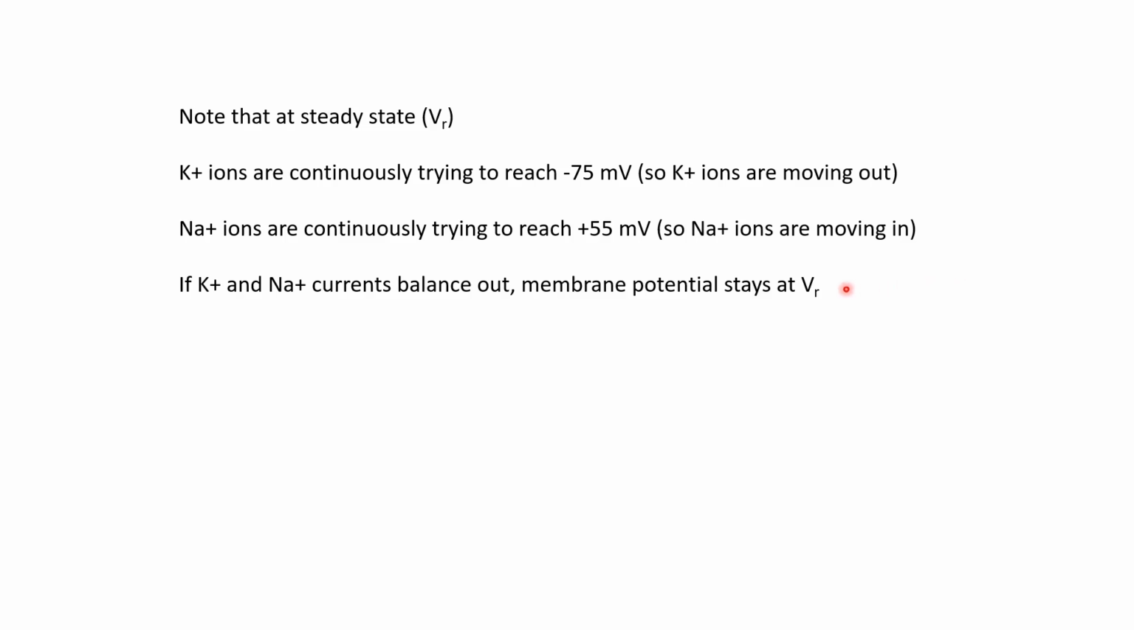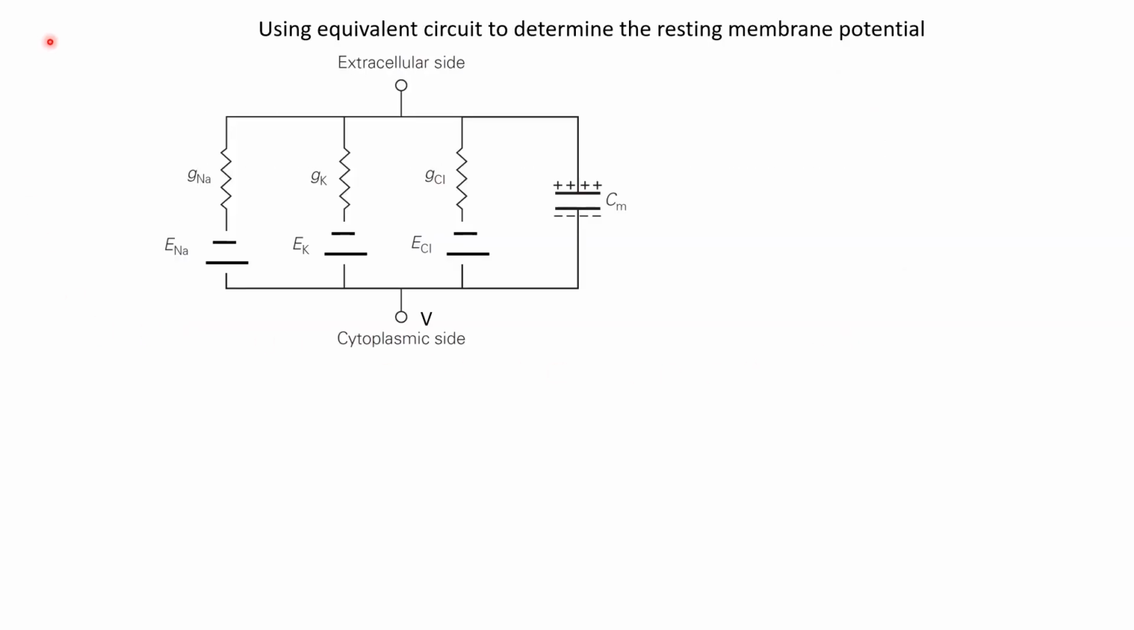And in that case, the gradients will have to be maintained by the action of the sodium-potassium exchange pump or other such pumps that are present in the membrane, and that will consume energy. Now let's find out what the final value of the membrane potential would be between ENA and EK. To find a formula for that value, we can use this electrical representation of the neuronal membrane.